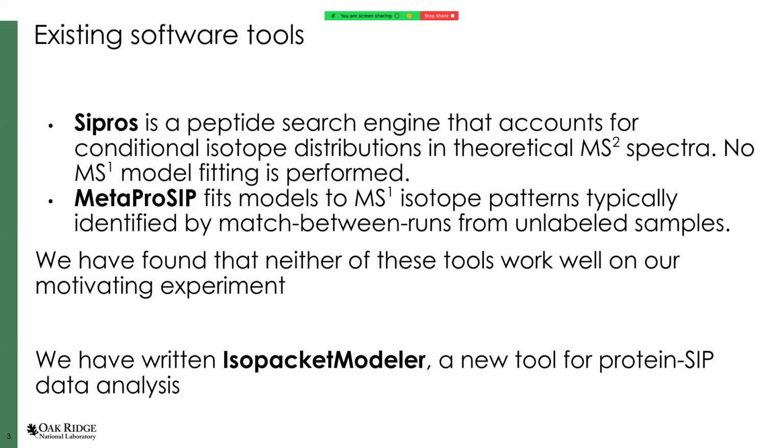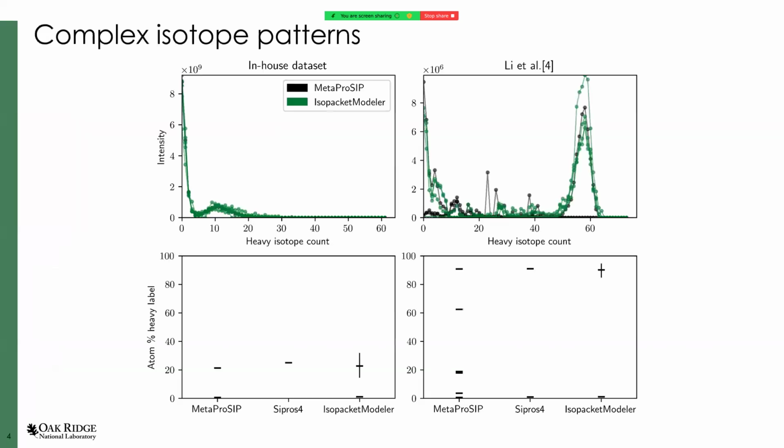We have tried both of these tools on an in-house data set that we're working on, and neither of them really worked. This has motivated us to write a new tool, Isopacket Modeler, which allows us to analyze protein SIP data. So what kind of data are we actually looking at here?